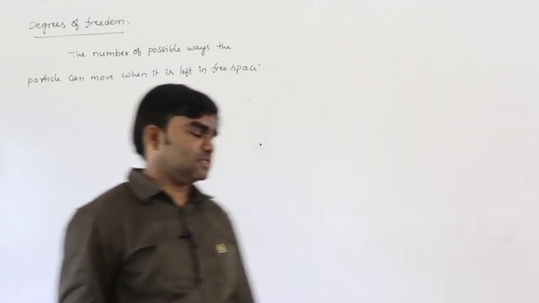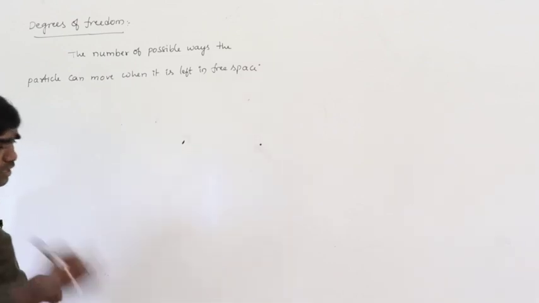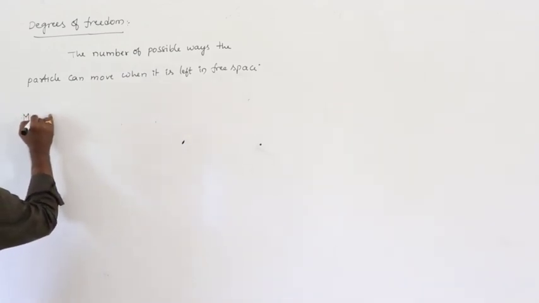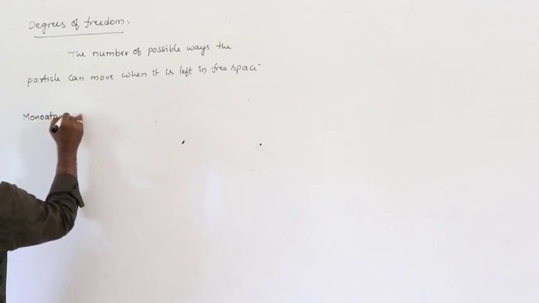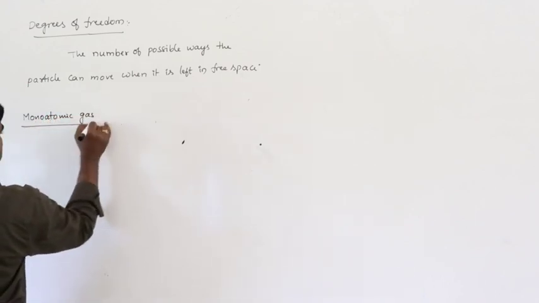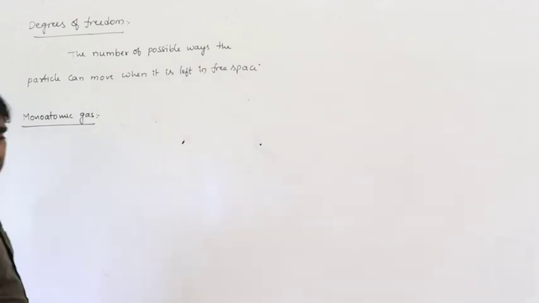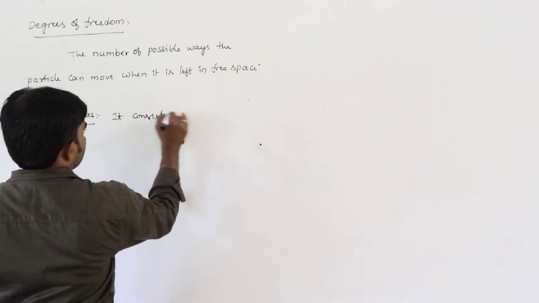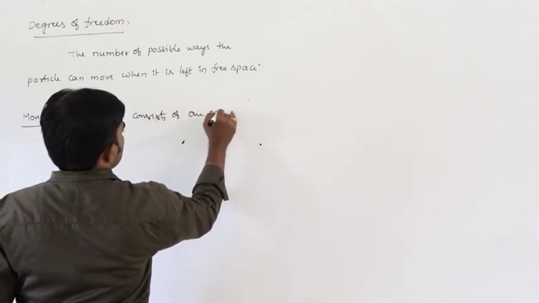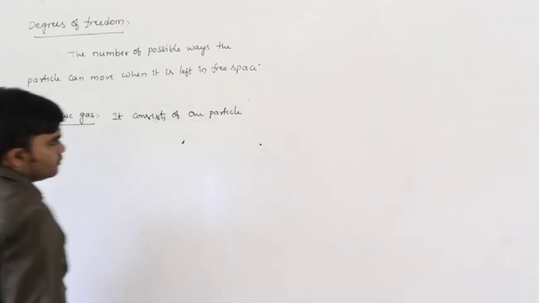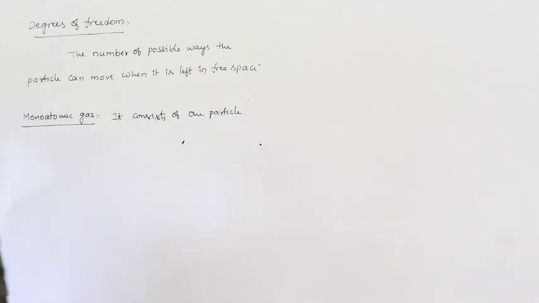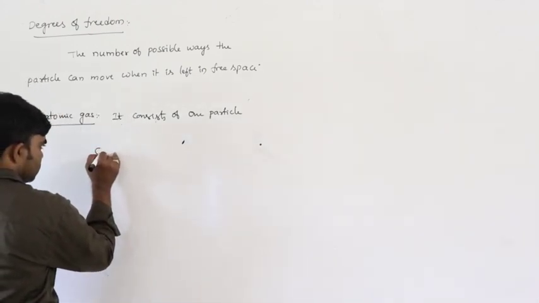So total 6 possibilities. Here we have 3 types of gases: monoatomic gas, diatomic gas, polyatomic gas. First we can discuss monoatomic gas molecules. It consists of one particle, like one free electron, one particle, monoatomic. So let us say this is considered one particle.